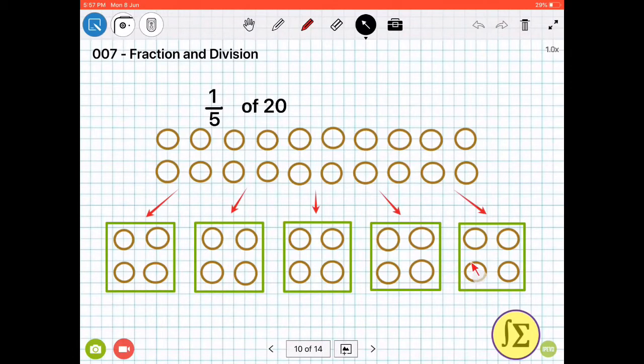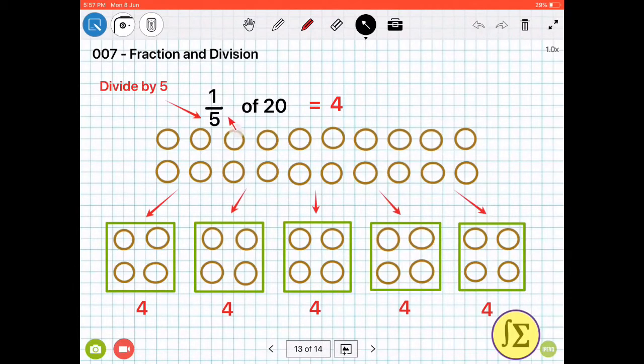There are 5 equal parts here, and in each part there are 4 circles inside. So 20 divided by 5 is 4. So 1 over 5 of 20 means you have 20, you divide that into 5 equal parts, and each part will have 4 inside. So the value of 1 over 5 of 20 is 4.